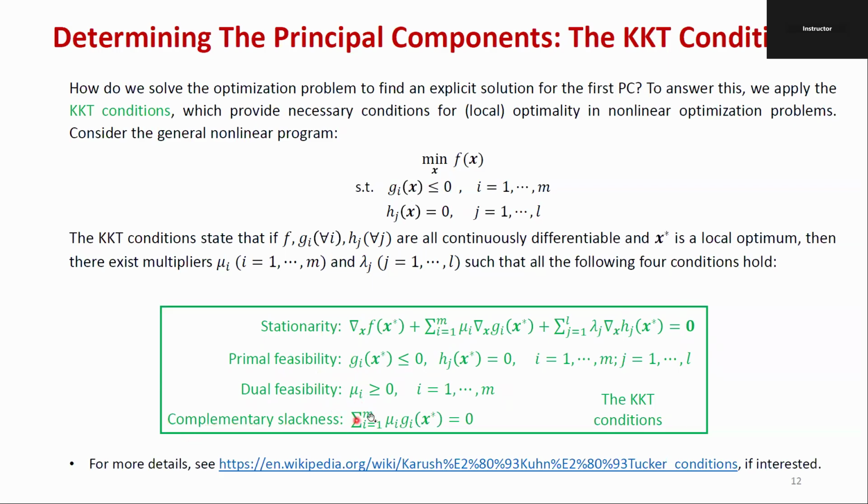And then complementary slackness here is the summation of all of these with respect to the G, which is the inequality constraints. It must be 0. And here's a link if you're interested. You can click this to see details of the KKT conditions.